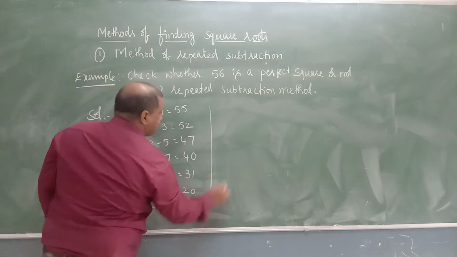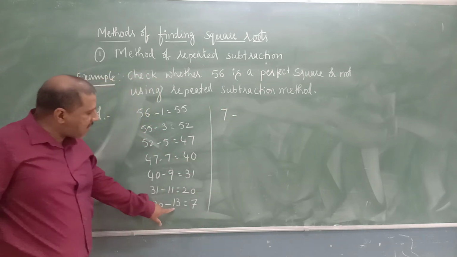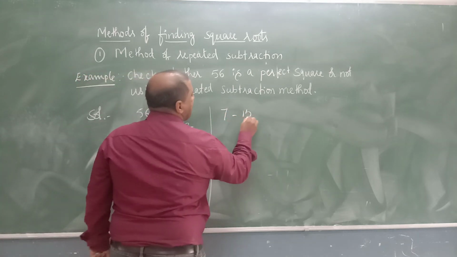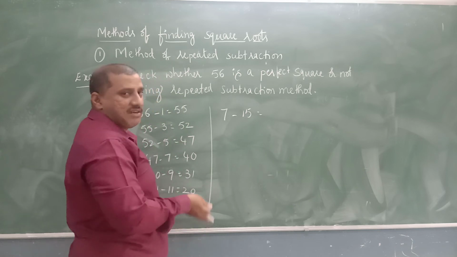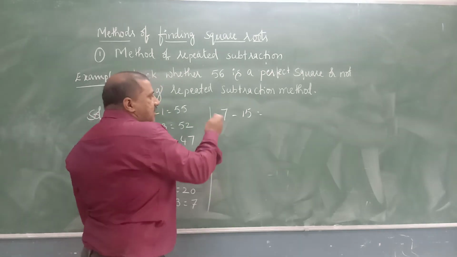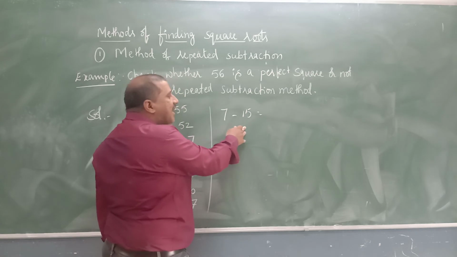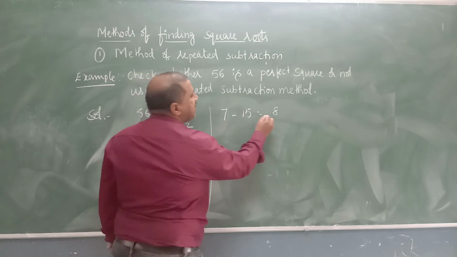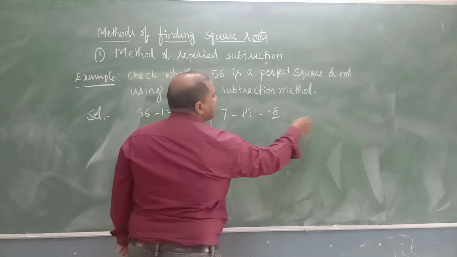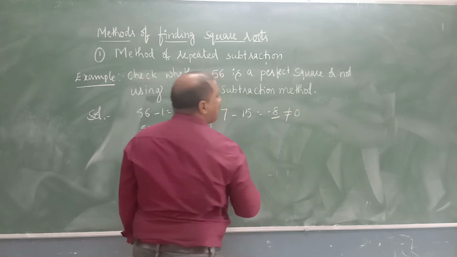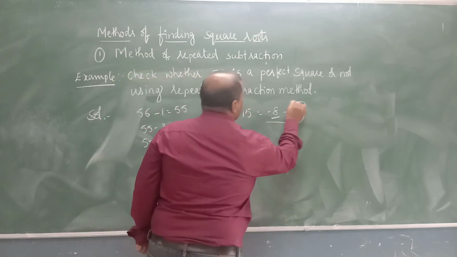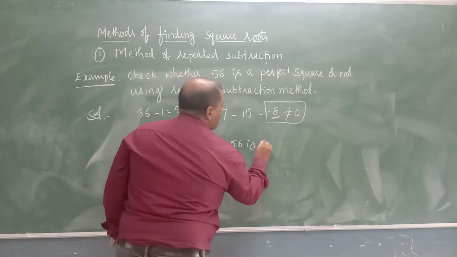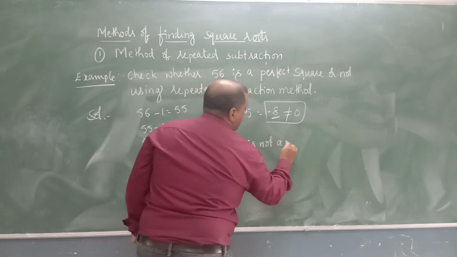7, the last one. 7 minus the next odd number after 13, it is 15. 7 minus 15, what do we get? How do you subtract? Subtract these two numbers and take the bigger number's sign. 15 minus 7 is 8, and 15 has the minus sign, therefore it is minus 8, which is not equal to 0. Therefore, 56 is not a perfect square.